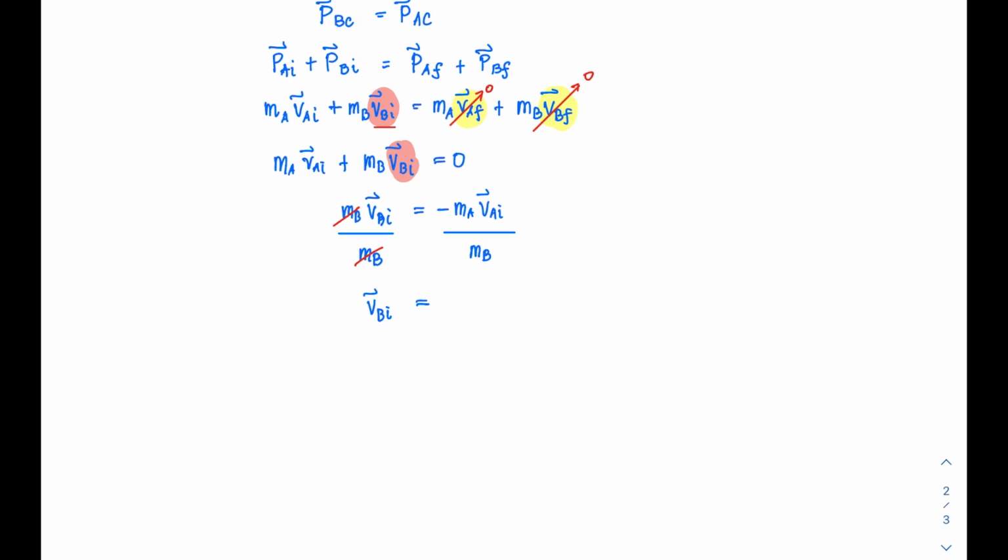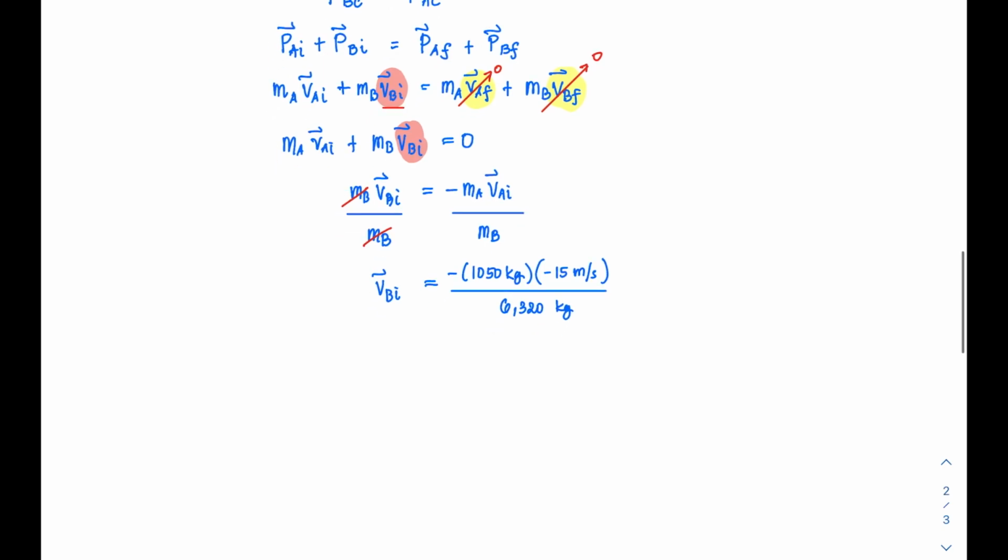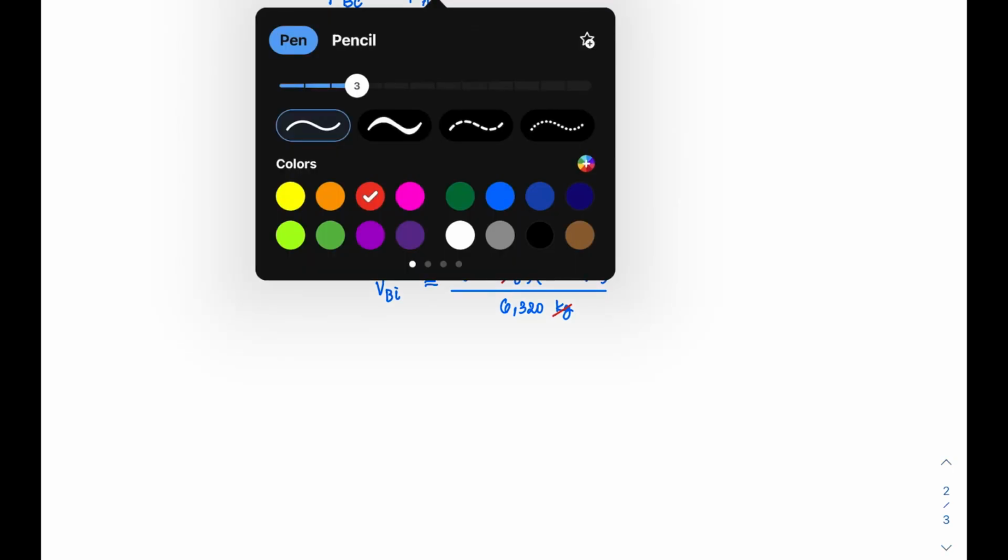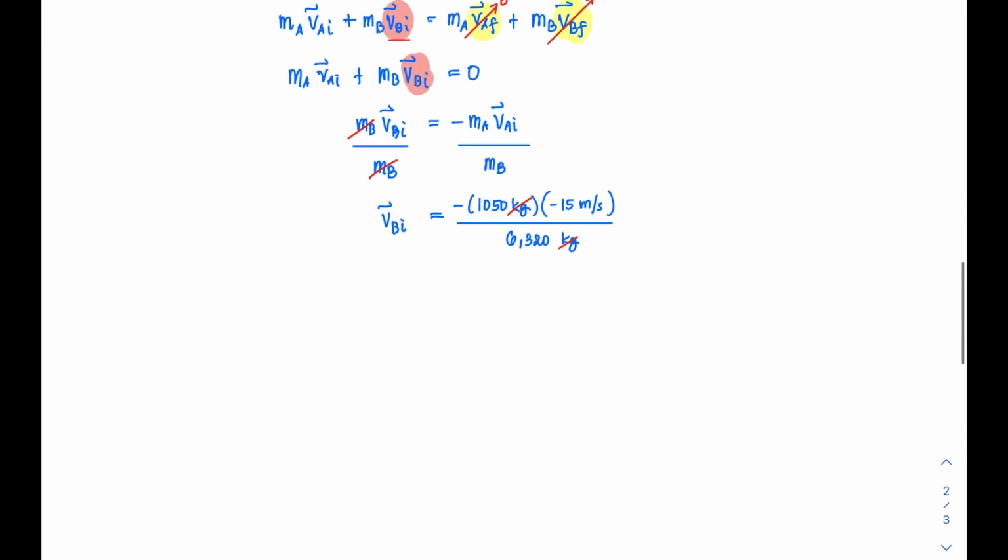So the mass of A is 1050 kilograms, because this is referring to the sports car. The velocity of A, it's moving towards the west, so you have negative 15 meters per second, just to be clear. And you divide that by the mass of B, which is the truck, at 6,320 kilograms. So at inspection of the units, the kilograms would cancel out. So you have meters per second, and that is the unit of velocity. So yeah, we're onto the right track here.